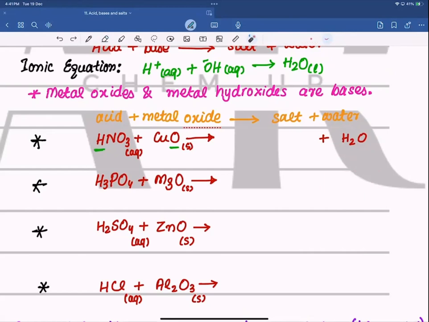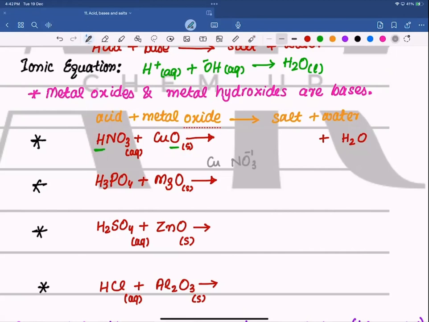So that H2O is produced from this H and this O. So what is left behind? Copper ion and nitrate ion. So we have to write them like this. Then we have to identify their charges to make the salt. So what is the charge on nitrate ion? -1. -1. Very good, Khatija. Nitrate ion always has a -1 charge.